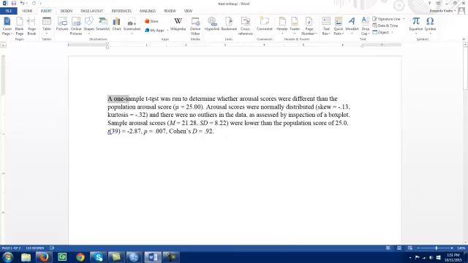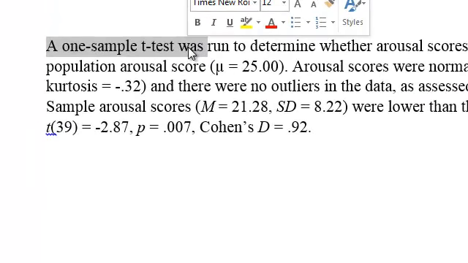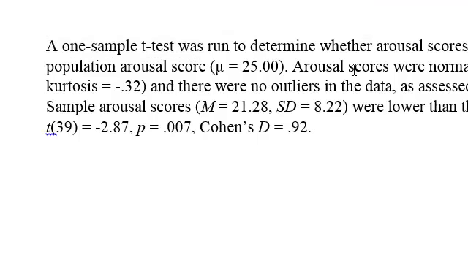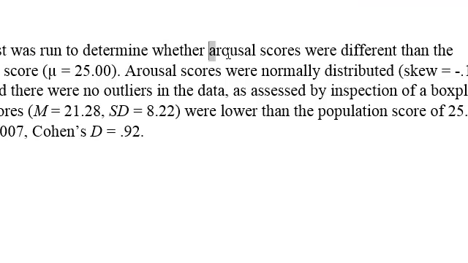So the first thing you want to do, these results sections are very formulaic, meaning there's a pattern that you need to follow, right? So the first thing you need to do is say which test you did and why you did it. So a one sample t-test was run to determine whether arousal scores, so remember we're looking at psychological arousal, were different than the population arousal score. In parentheses I have mu equals 25. So this is our population parameter that we're testing against.